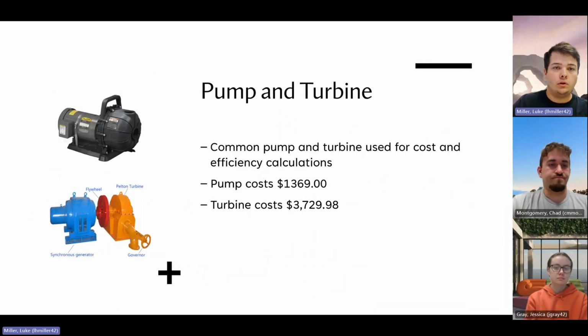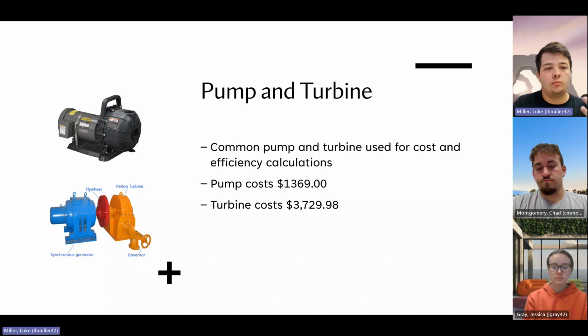And then for the pumps and turbines, I found the pump off of Water Pumps Direct, and it would supply enough power with the wind turbine to pump the water up to the upper tank, and it costs $1,369. And again, this probably isn't exactly what you'd use in a plant, but it's a generic pump that you'd see in many plants and a roughly right cost estimate. And then I also found the turbine and generator for $3,729 that are also just common parts.